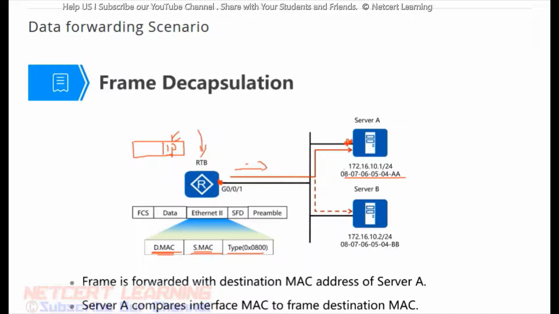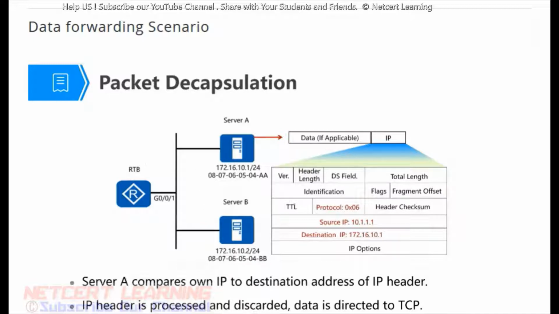After sending to the media, all the servers, server A and server B, will receive it. Server A matches the destination MAC address, so it knows this packet is sent to it. Server B did not match the destination MAC, so server B drops this packet. After server A receives it, the layer 2 header is stripped, decapsulated, and it gets the IP packet. Then server A checks the destination IP. This destination IP equals the IP of server A, so server A knows this packet has reached it.